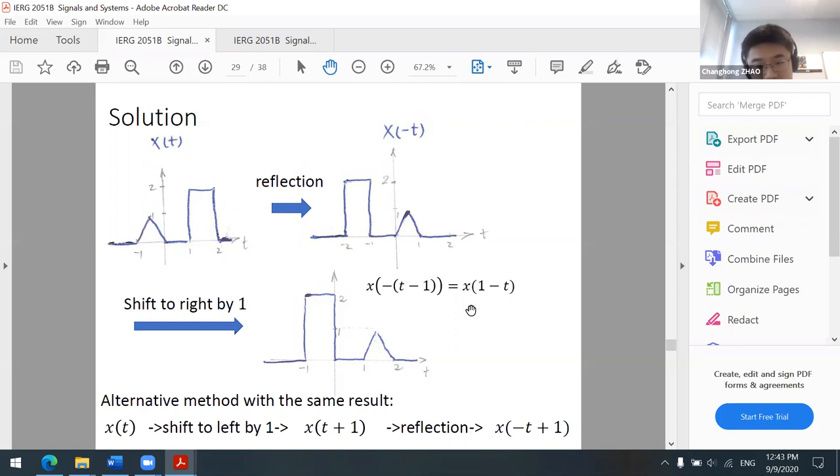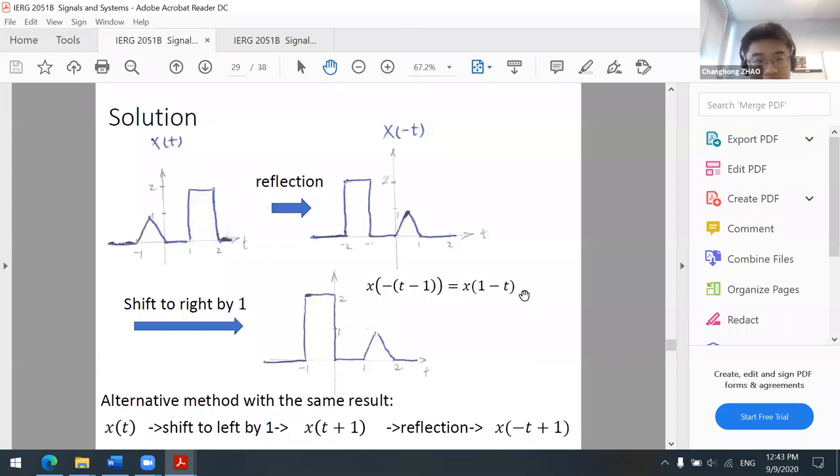The standard definition of reflection tells us that we change t to minus t. That's why when we do the reflection here, we are only changing t to minus t. So this is plus one, we still copy it here. We should not change the sign in front of one. We only change the sign in front of t itself. And x of (minus t plus one) equals x of one minus t. So we should have the same result. I didn't plot it here, but you can plot it on your own and validate the result.